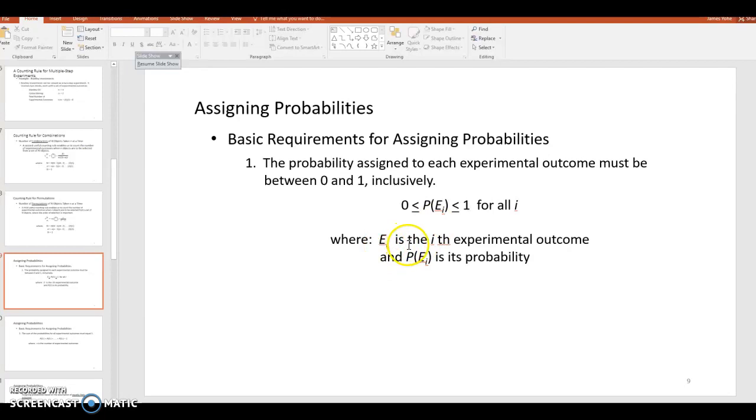E sub I is the ith experimental outcome, where the probability of E sub I is its probability. So if we had here, we'd have the probability of, say, a 1 coming up on a dice roll. E sub I would be experimental outcome I, in this case, 1. The probability of E sub 1, the probability that a 1 comes up, would be 1 over 6. The same thing for a 2, a 3, a 4, a 5, a 6. If we added those all up, they'd add up exactly to 1. E sub I equals 1 through 6.